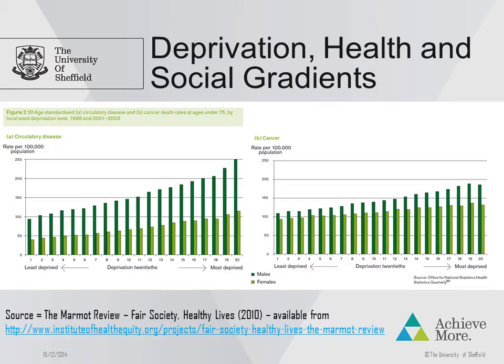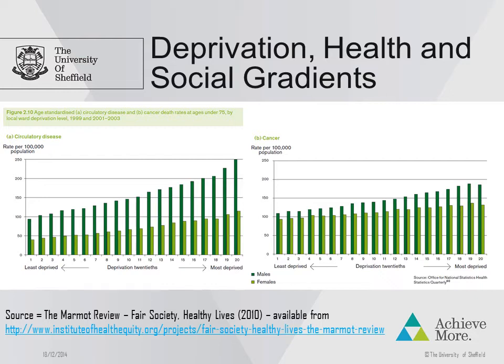So on the left-hand side of the graph, we've got the richer population, the least deprived, and on the right-hand side, the most deprived. The dark bars are males, and the light bars are females. What we can see here is that the rate of circulatory disease goes up sharply, particularly in males, as deprivation increases. It does the same thing in females, but to a slightly lesser extent.